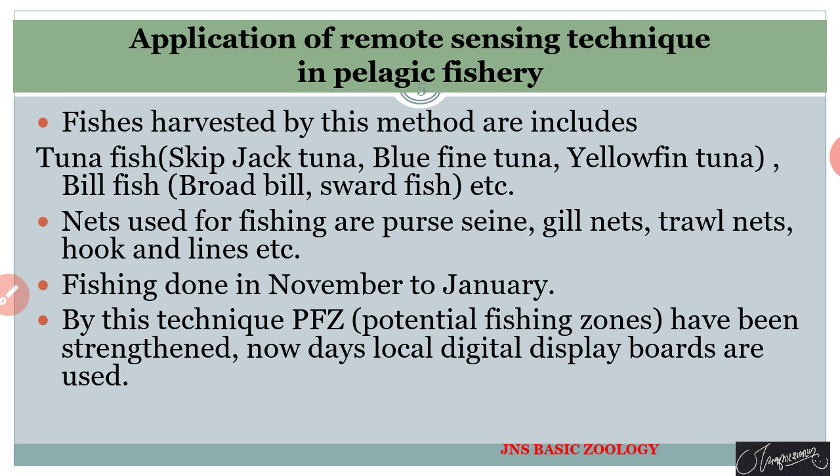Different types of nets used for fishing are purse seine, gill nets, trawl nets, hooks and lines. The fishing is done from November to January. During this period, the fishing takes place with the help of this technique. By this technique, potential fishing zones have been strengthened. Nowadays, local digital display boards are used. These are the advanced techniques used nowadays in these remote sensing techniques.